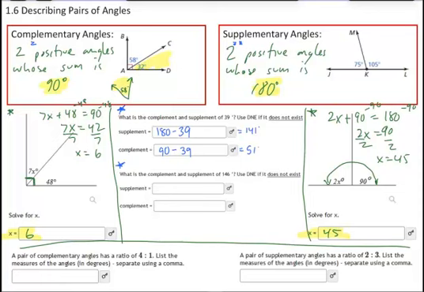Okay? So working through this last example here, 180 minus 146.